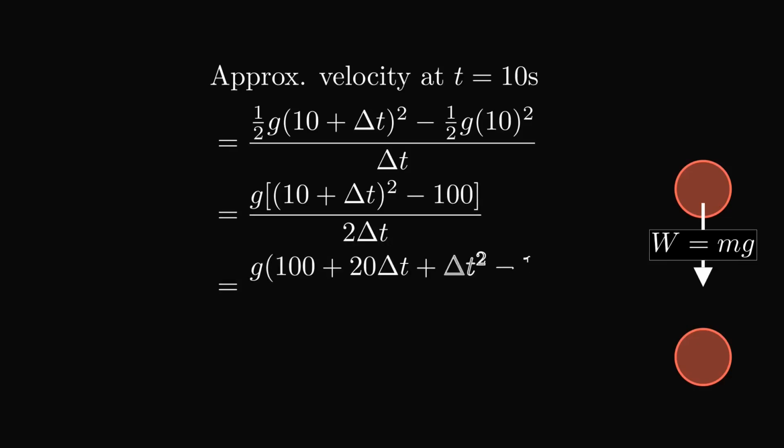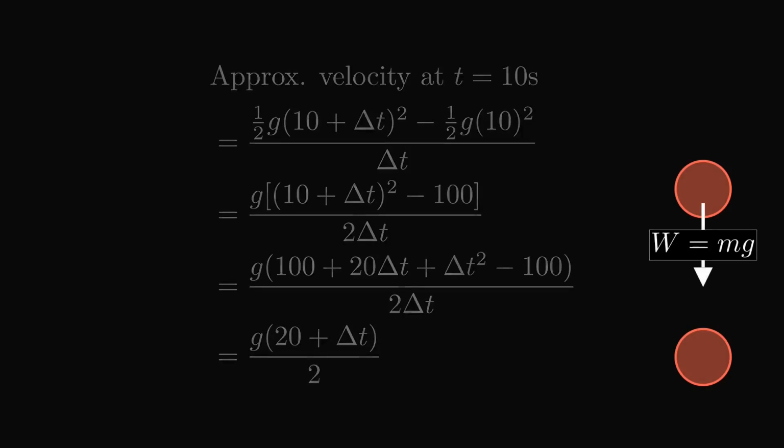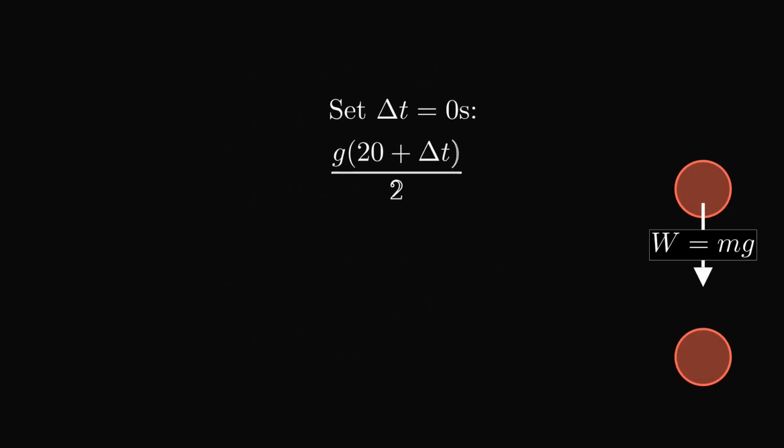Simplifying, we get this expression for the velocity at t equals 10 seconds. Now we can safely substitute delta t equals 0 into this expression and get the velocity at t equals 10 seconds to be 98.1 meters per second. How do we get a real answer this time?